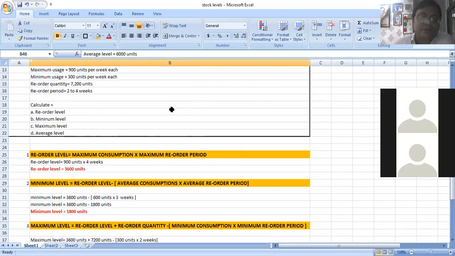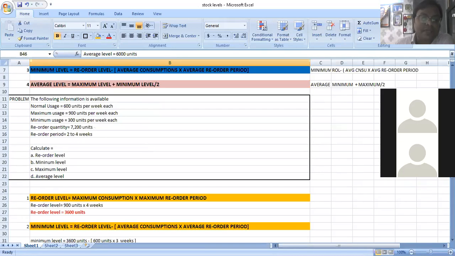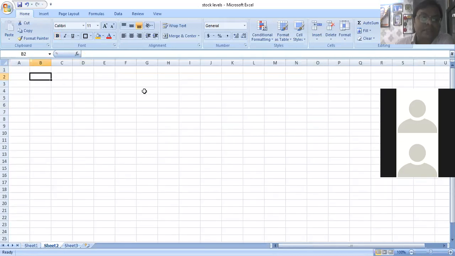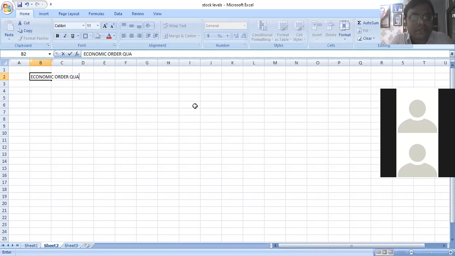After reorder level, we have a very important part called economic order quantity, also called EOQ. What is EOQ? Economic order quantity.